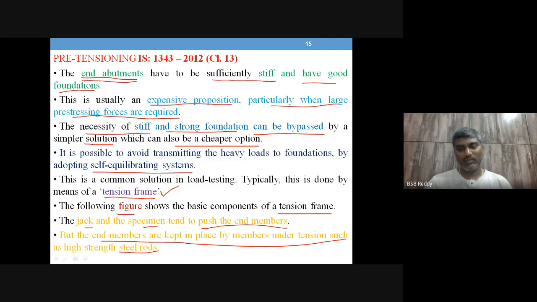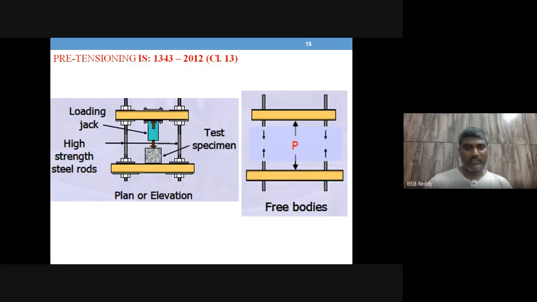So what does a tension frame consist of? It will have end members, it will have a jack, it will have steel rods. Okay, that I'll show you in this diagram. So this is a typical diagram for a tension frame. Okay, so instead of an abutment, we'll have this simple frame arrangement. So you have a top member, a bottom bar, top bar, and you have, see, high strength steel rods.